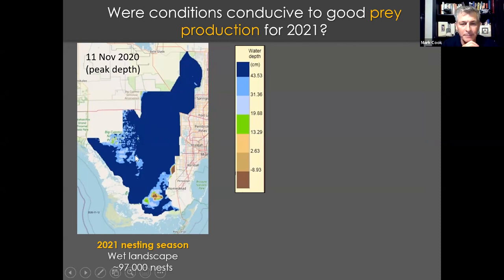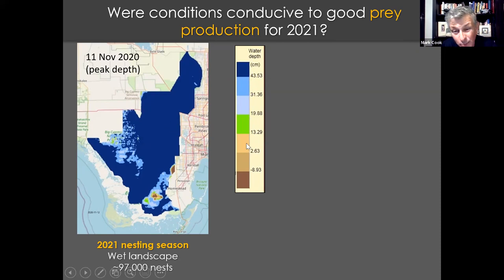And what this is, it's basically a depth map on a given day in the Everglades across the entire landscape of the Everglades, the water conservation areas, Everglades National Park, and part of Big Cypress over here. And so this is at the peak of the wet season. This occurred on the 11th of November, 2020, just after Tropical Storm Eta passed through. And we have, as you can see, a very wet landscape.